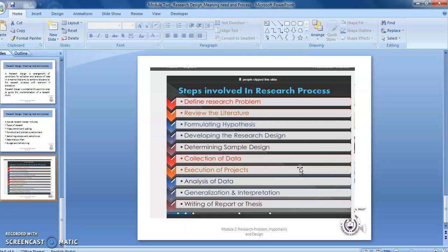So finally we will be discussing the writing of the report or thesis. So with this we complete this particular module.